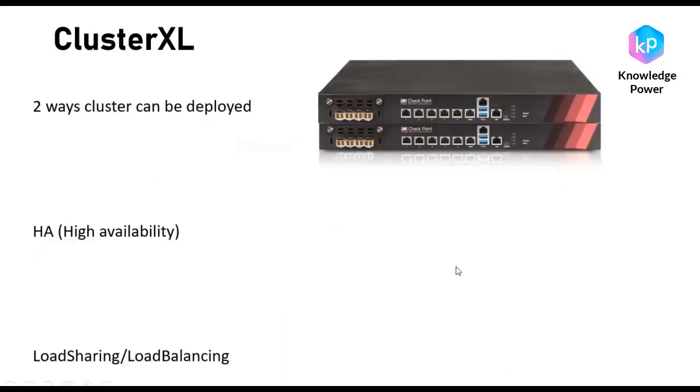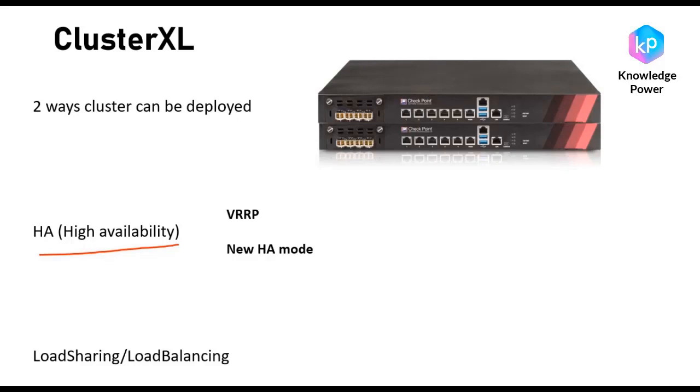Let's go on. Two ways a cluster can be deployed. The first one is called high availability. Two technologies you can implement here in terms of high availability. The first one is VRRP, Virtual Router Redundancy Protocol. It's a common clustering protocol that other vendors use, and Checkpoint can work in that mode as well. The second mode is called New HA mode. It was designed by Checkpoint, and I would say it's mostly used in customer production environments.